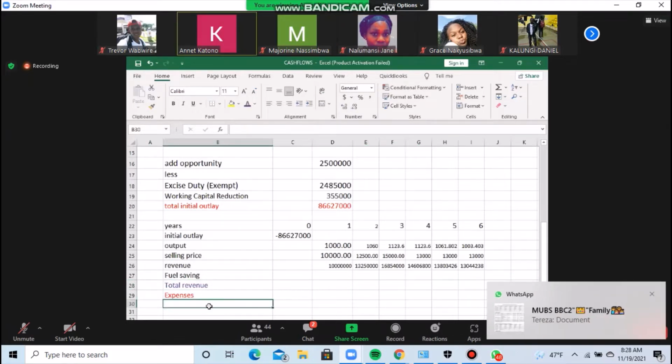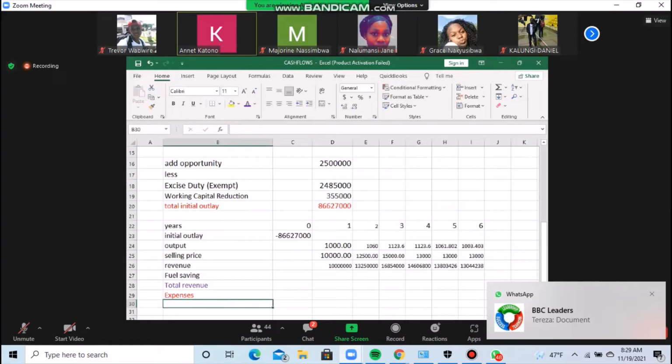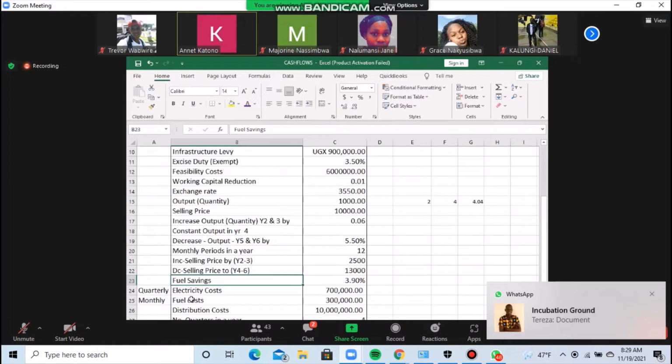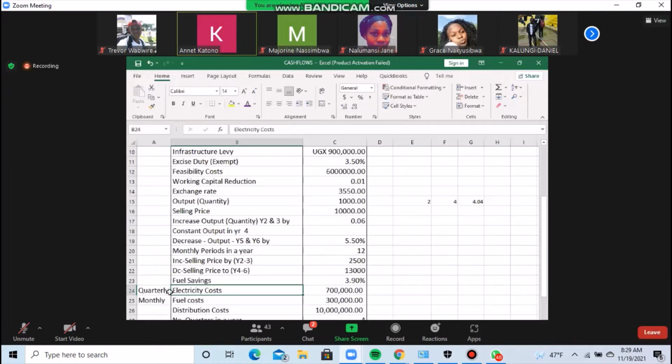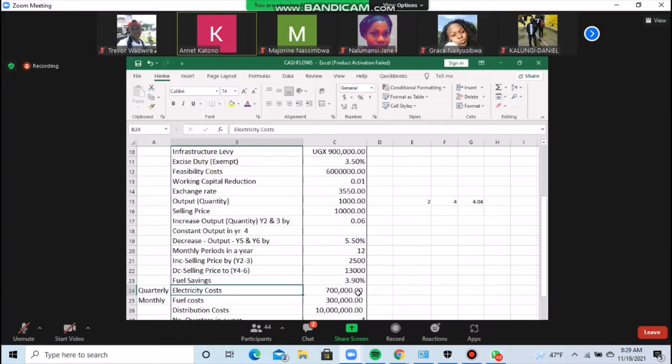Okay, let's capture the expenses. Go to my investment detail sheet. What are the expenses that I have? Let me start with my fuel cost. Okay, I can start with electricity. Now, electricity, they are telling us that it is 700,000 and it is quarterly. Quarterly, you're paying 700,000. How many quarters do we have in a year? We have 4 quarters. A quarter always has 3 months.